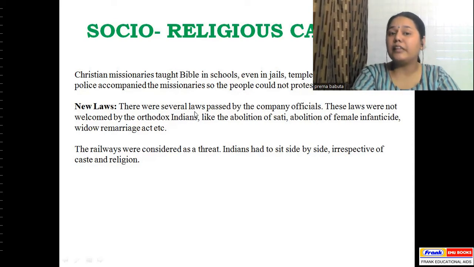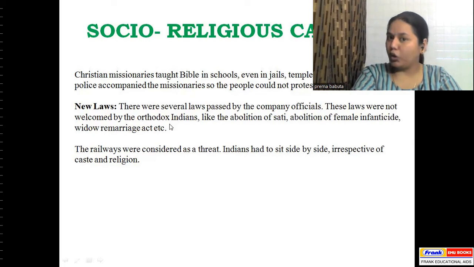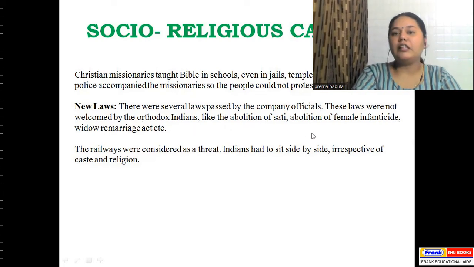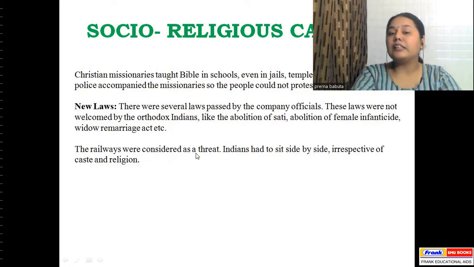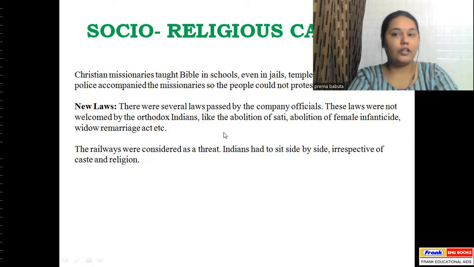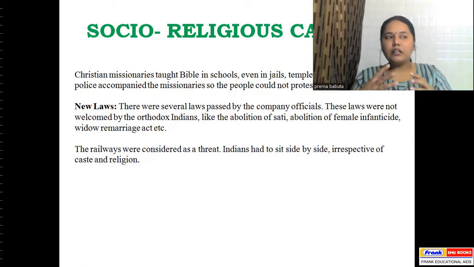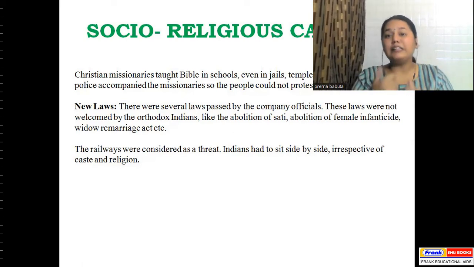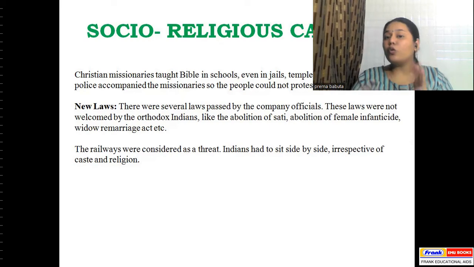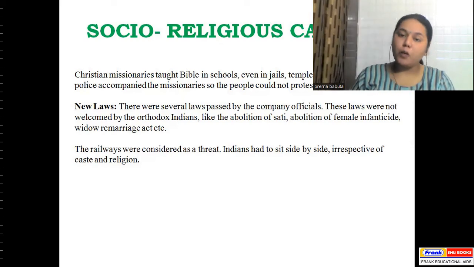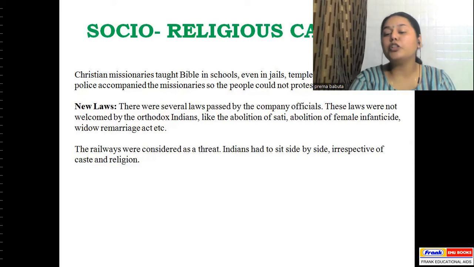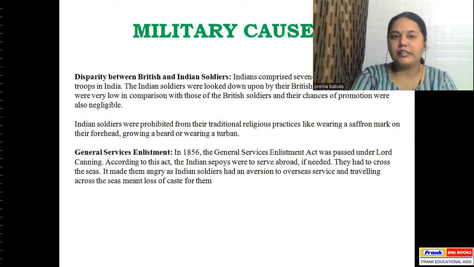Then new laws. There were several laws passed by the company officials. These laws were not welcomed by the Orthodox Indians, like the abolition of sati, abolition of female infanticide, the Widow Remarriage Act, etc. The railways were considered a threat. Indians had to sit side by side, irrespective of caste and religion. So the adamant conservative mindset, even those people were not happy with the British policies or the changes that the British brought in the society.